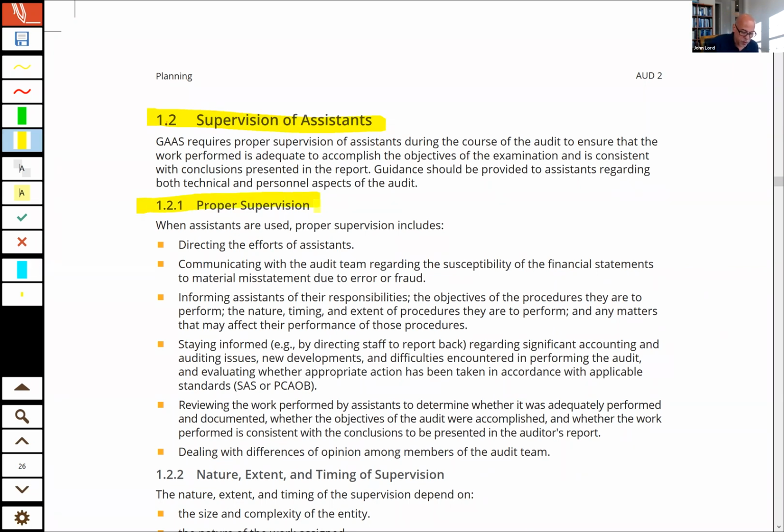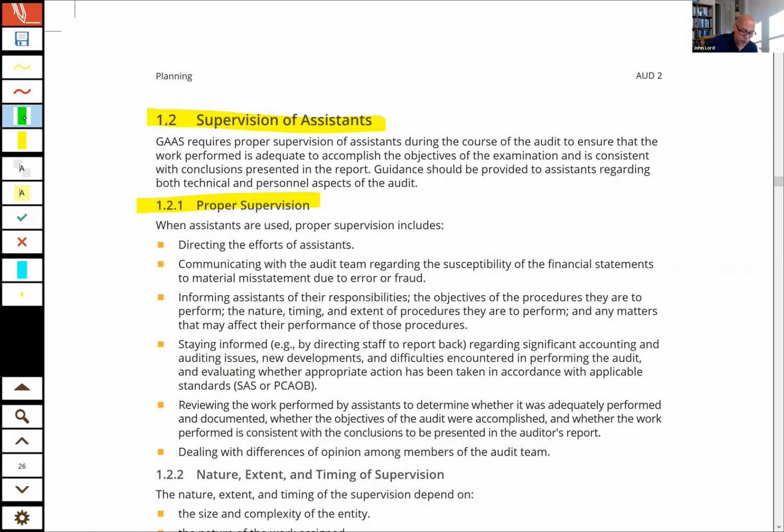Now, when you think of supervisor, maybe you're thinking about a second year staff supervision, but the way the CPA exam talks about it is in terms of the supervision that is provided by the partner. So they're really putting you in the seat of the partner and what sort of supervision would the partner provide.